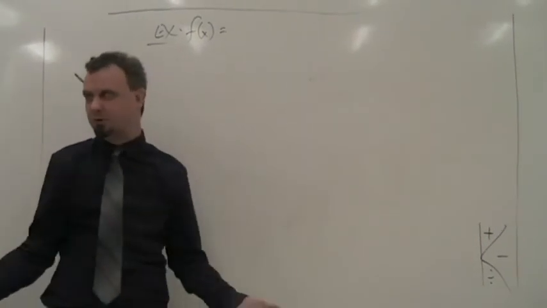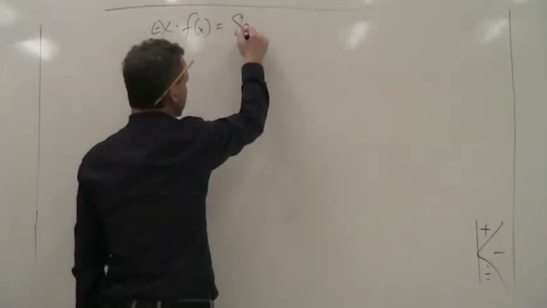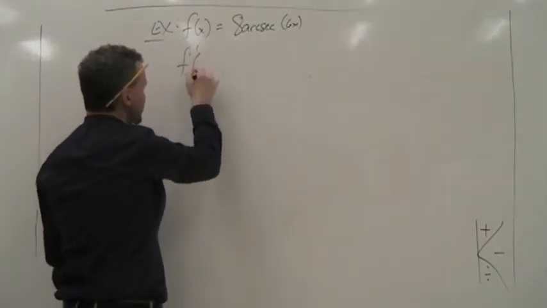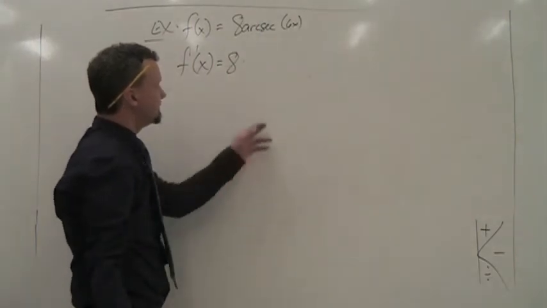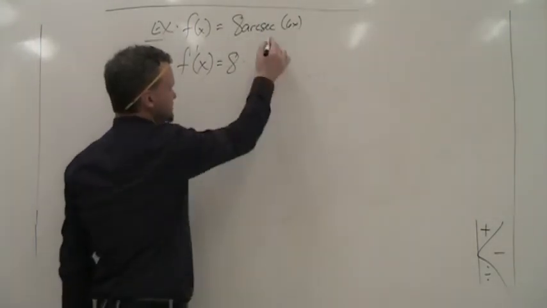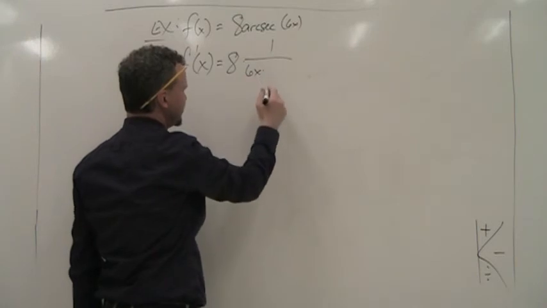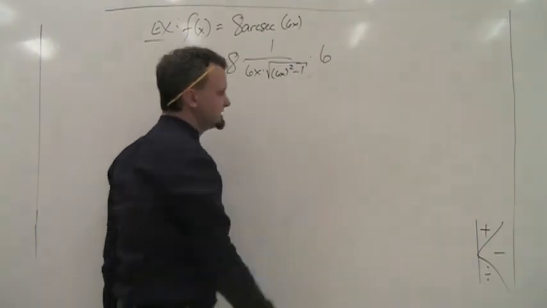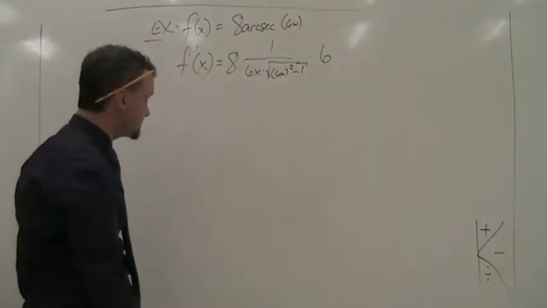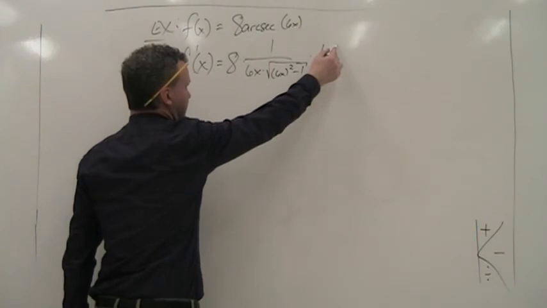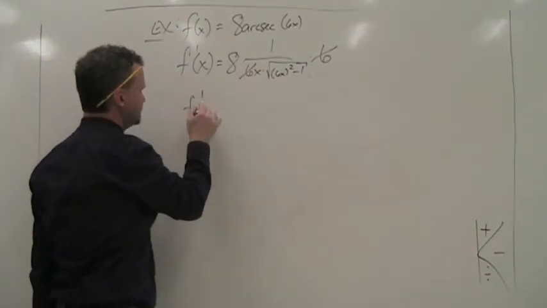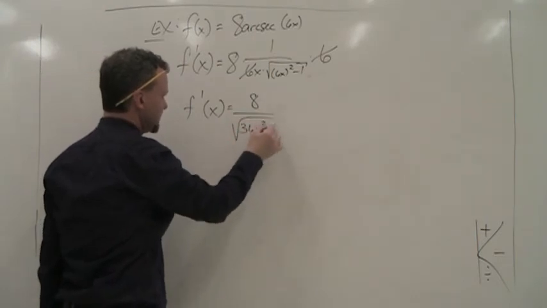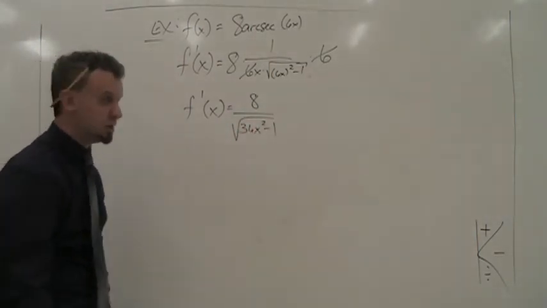All right, let's try another one just to make sure that you get the idea. Let's try 8 arc secant of 6x. So you're going to derive this, leave the 8 out of it. The derivative of arc secant of 6x is 1 over 6x times the square root of 6x squared minus 1 times 6 with the chain rule. And now you're going to clean it up. That crosses out with that. So f prime is equal to 8 over the square root of 36x squared minus 1. And that's it. You're done.